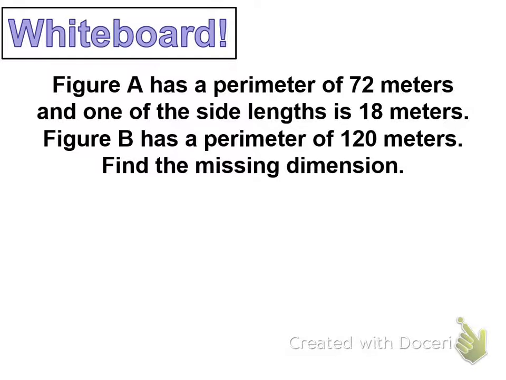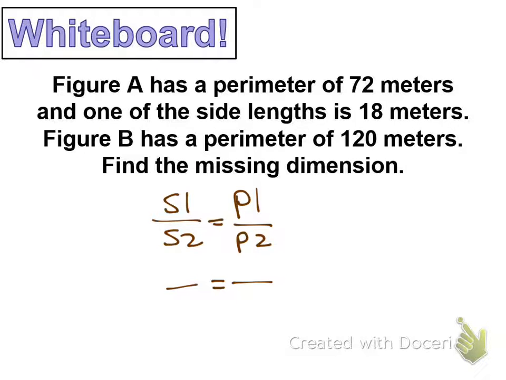All right, so you have a side from the first over side from the second equals perimeter of the first over the perimeter of the second. Do we know the side from the first shape? We do, and it is 18. Do we know the side from the second shape? We do not. And then you could put S, some of you did.